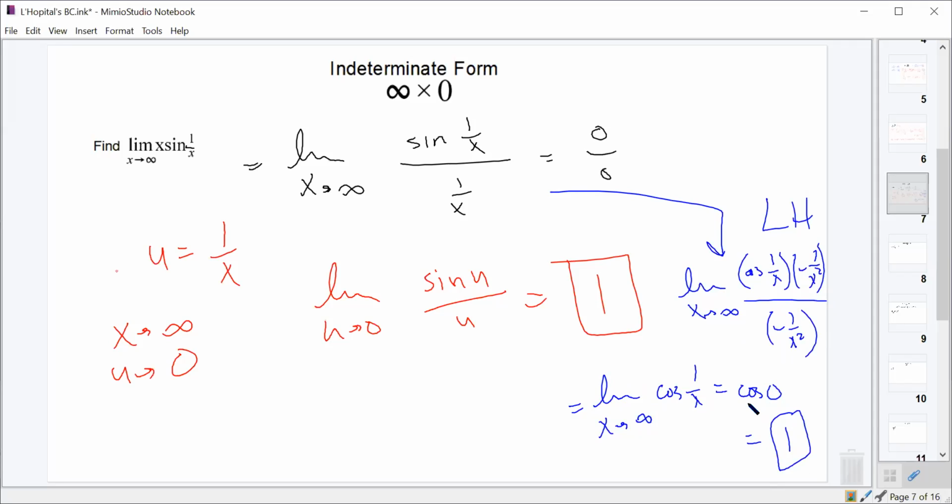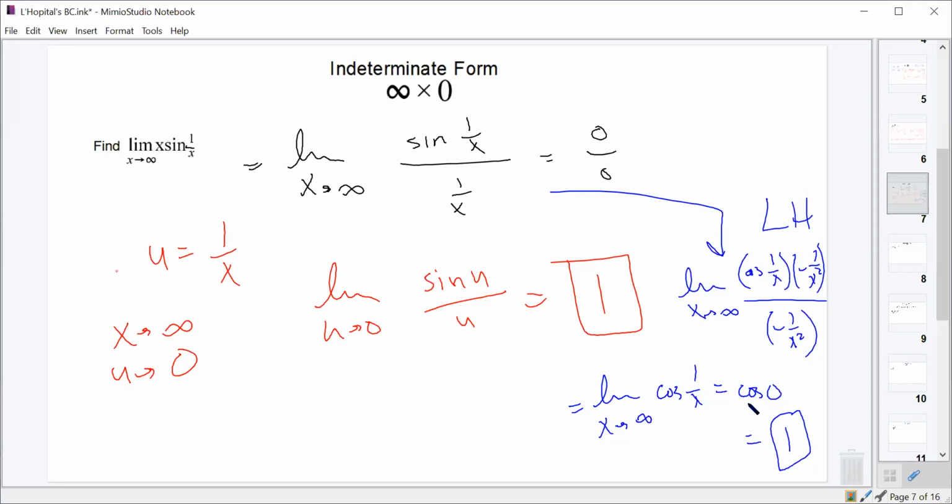So if you see the substitution, cool. If you don't see the substitution, then also fine, just use L'Hopital's rule. Good or no? Why can't you use L'Hopital's rule on the original function?